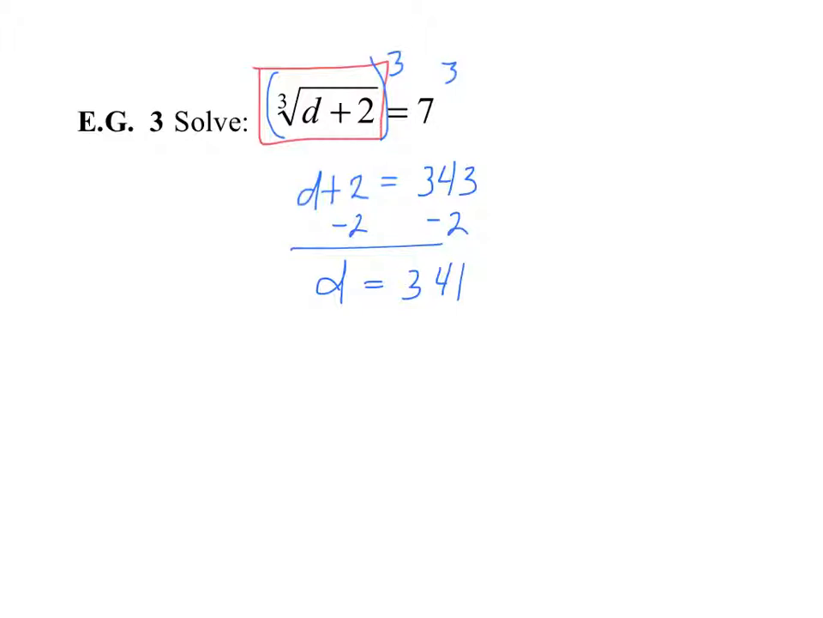And then please take a second to check it. I'm going to put it back at the beginning of the problem, which is the cube root of d plus 2, so 341 plus 2, which will give us cube root of 343. And then if you take your power table or a calculator and cube root this, you're going to get 7, which checks out to the answer we're supposed to get.